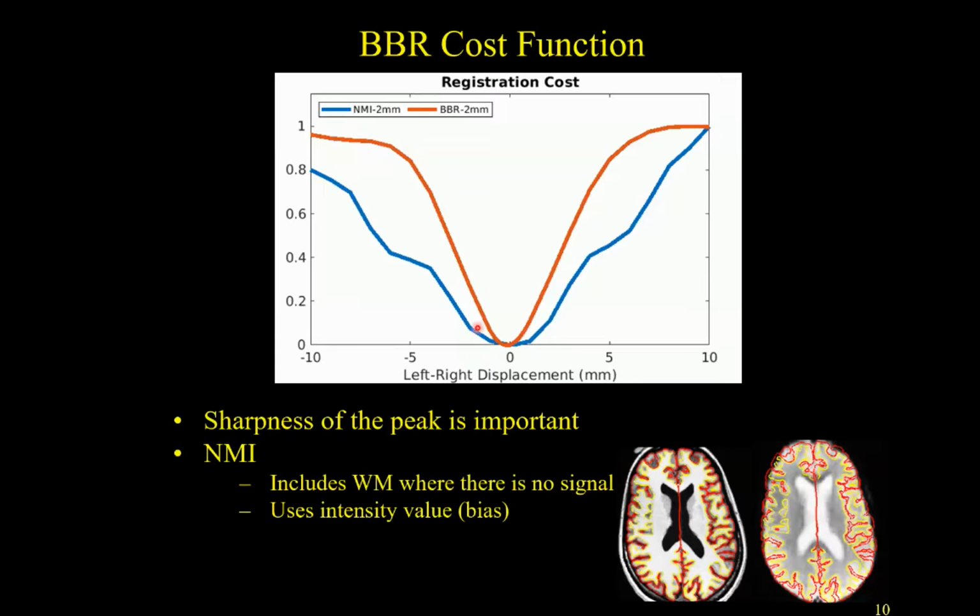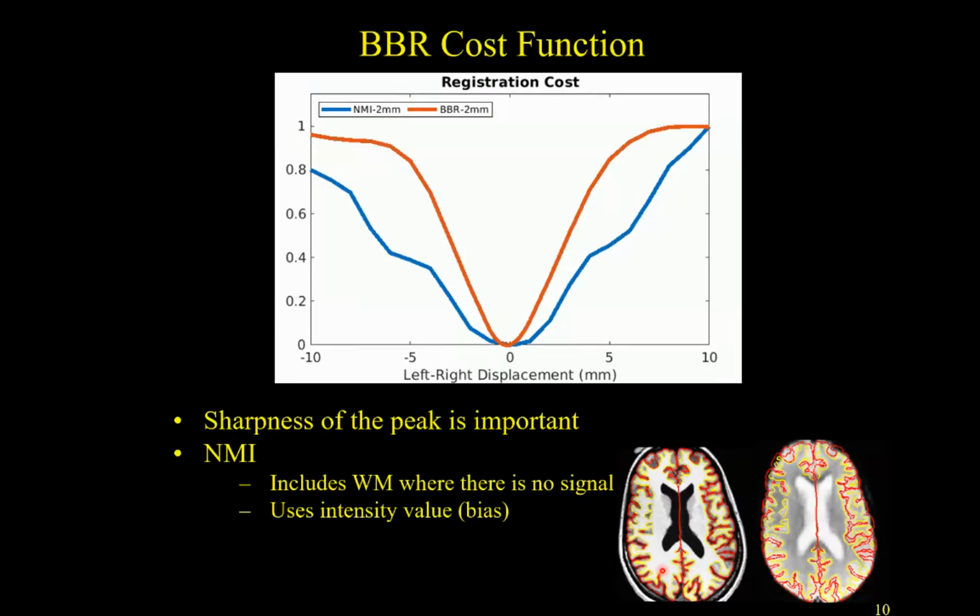And the reason for that is for the reasons that I just described, which is that you're only looking at voxels where you expect to actually have signal that can drive your registration. So with normalized mutual information, it's a whole brain method. So it's looking at every single voxel.